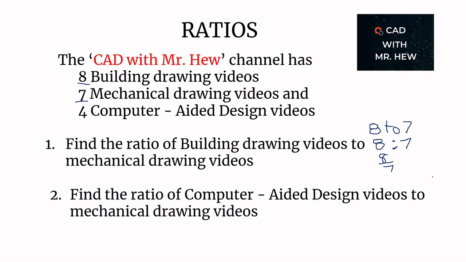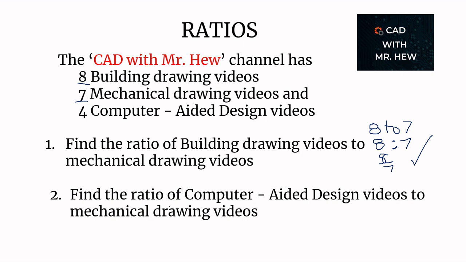Now, can this ratio of 8 over 7 be simplified? No, it's already in its simplest form because the highest common factor that can divide both 7 and 8 is 1. When you divide 8 by 1, you get 8, and when you divide 7 by 1, you get 7. So it'll be the same ratio. So we are finished with this one. All right, our question 2 now.